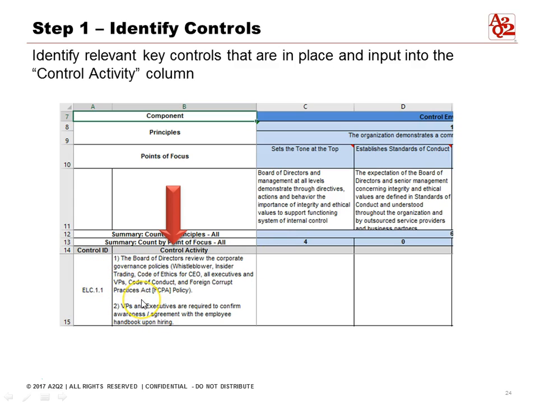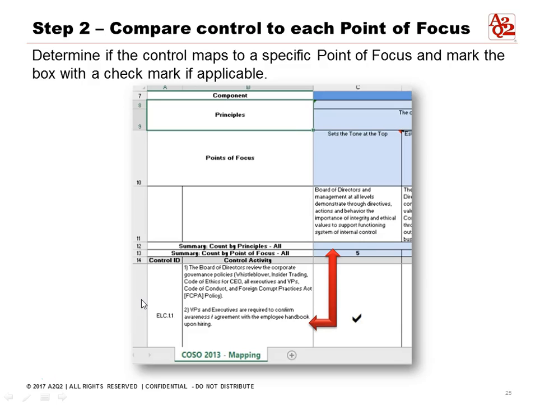And the next part that we do is we determine if the control maps to a particular point of focus and mark it in the box with a check mark if applicable. So we read our control wording, and then we go across to the various points of focus to see where it matches. So here's our control wording. We then read across and see how it matches up. Does this seem to match this particular one, sets the tone at the top? And if it does, we've marked it with an X.